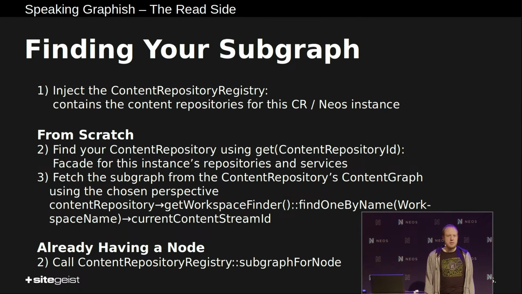It gets a bit easier if you already have a node and want to stay in the same perspective. I try to avoid the word context wherever I can. We're so happy of being rid of that. And you can just call content repository registry subgraph for node, because the node contains all the information that's needed to fetch the subgraph where it was fetched from.